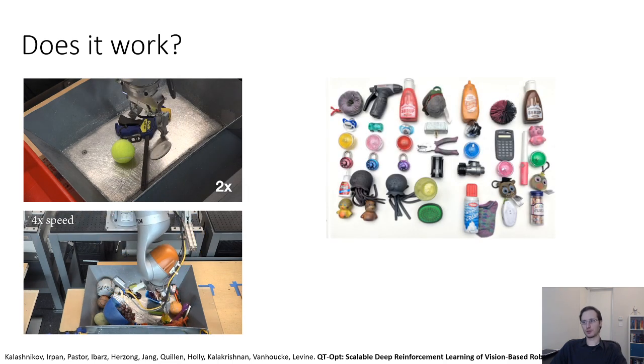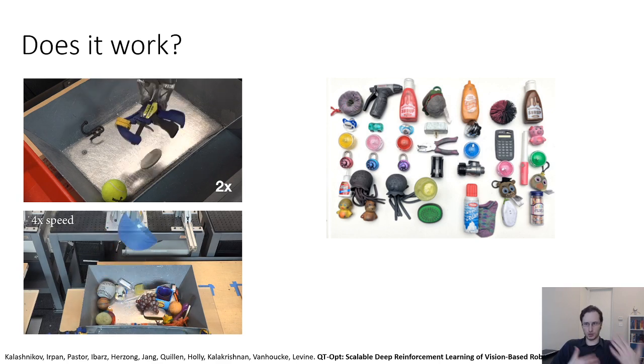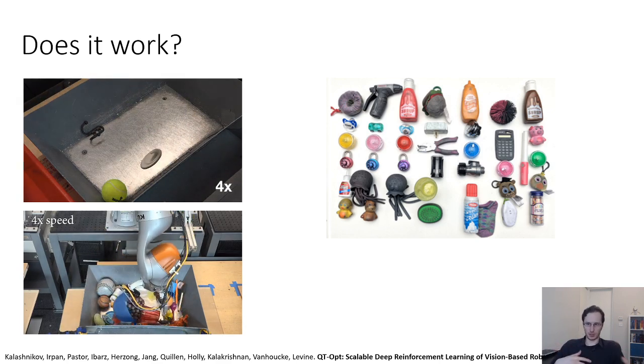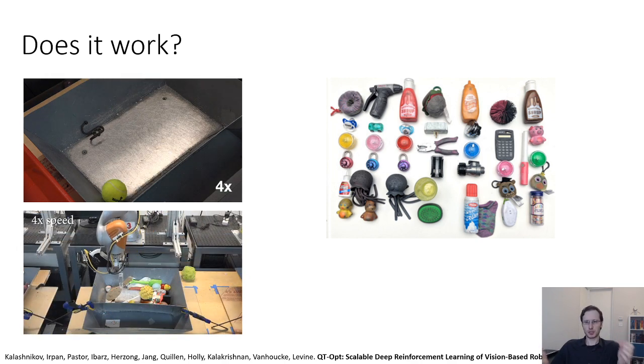We looked at how the system worked. It actually worked really well. It could pick up novel objects, heavy objects, awkward objects. It could respond to perturbations that it had never seen before. So basically, when we scale up reinforcement learning, it does actually generalize.